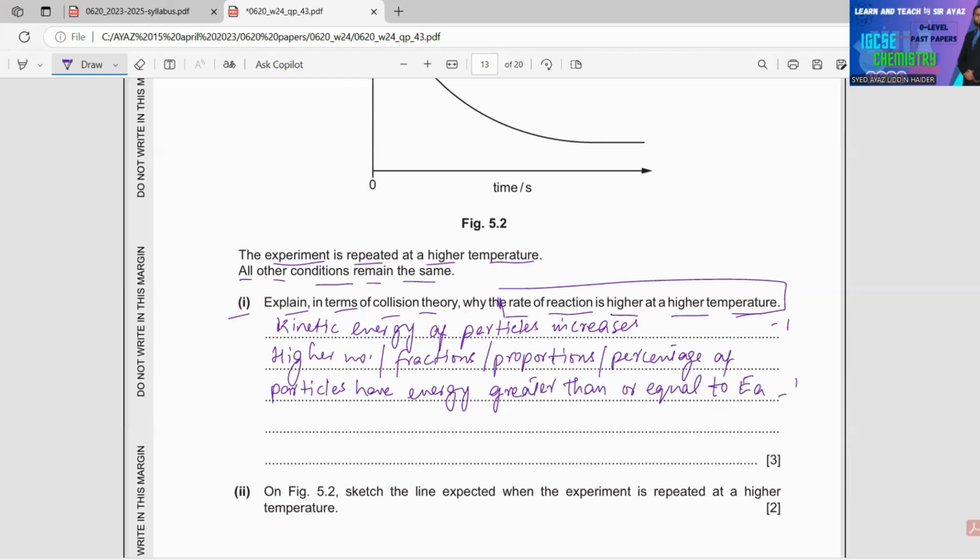You have to add one more statement. Now there will be a higher number of particles having energy greater than or equal to the activation energy. The frequency of collision will increase. So you write frequency of collisions between particles increases.